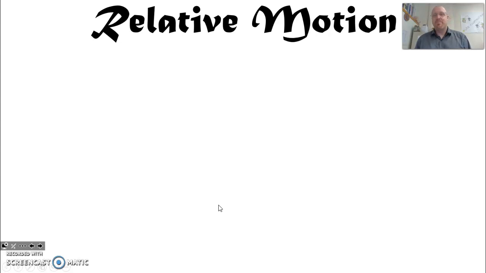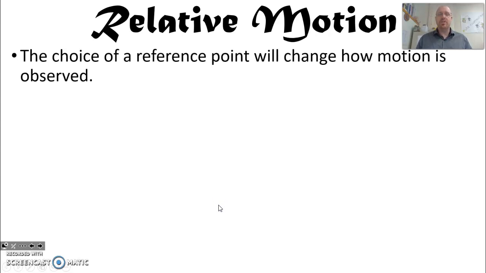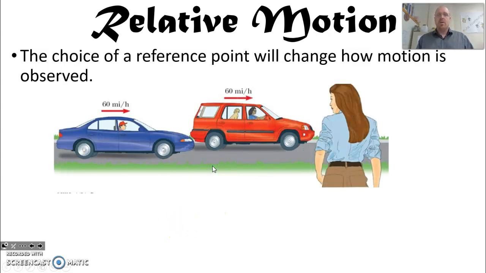So relative motion. Relative motion is all about a choice of a reference point. We talked about those last lecture. And it changes how motion is observed, okay? Well, what do I mean by this? For instance, let's say this lady is standing beside the road. And as she's standing there, these two cars, the red car and the blue car, are moving past her at 60 miles per hour. Well, to her, both cars are moving 60 miles per hour.